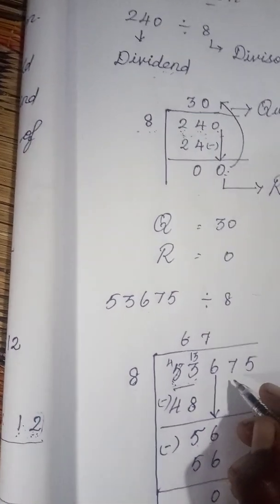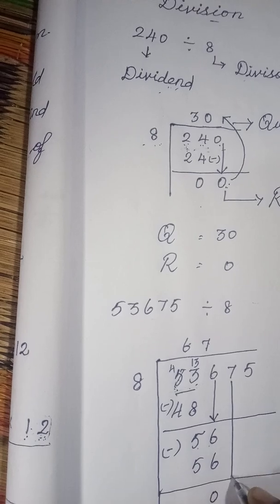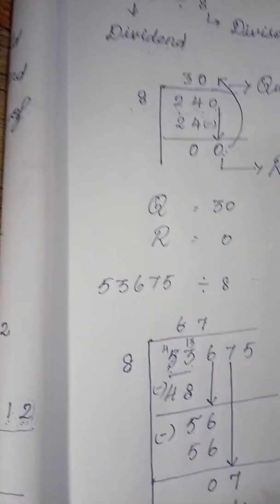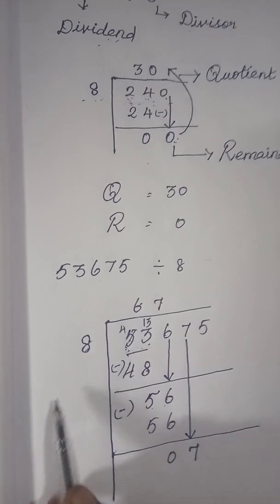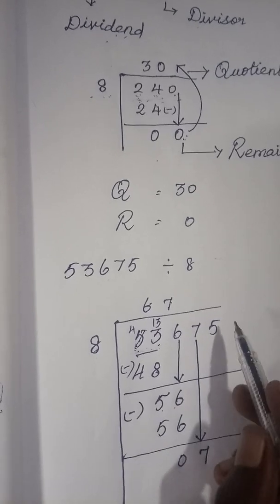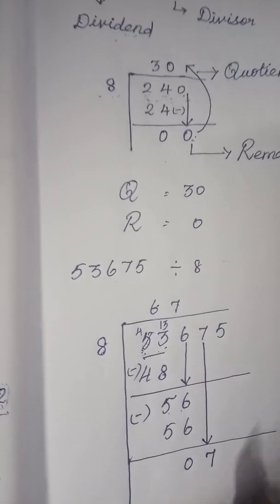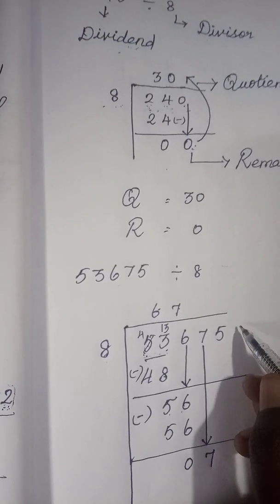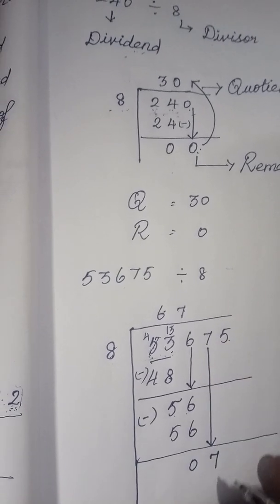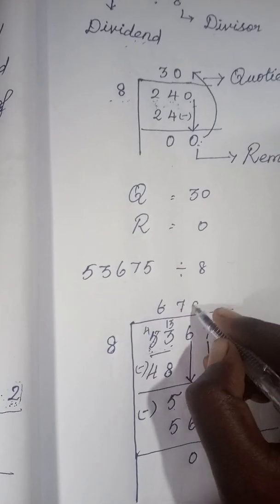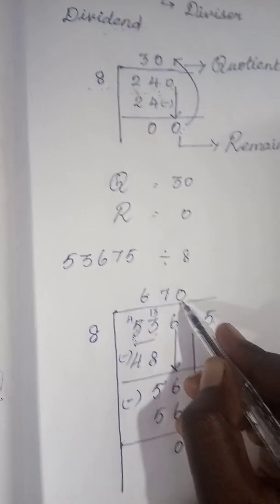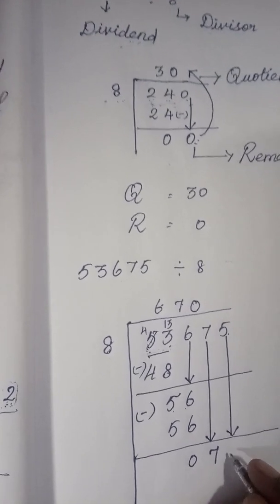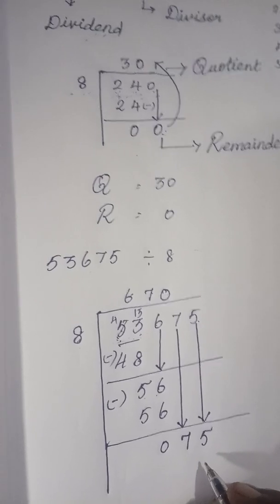Then we take the next number down. What's the next number? 7. So I'll write the 7 here. Is it possible for us to divide 7 by 8? No. So we want another number to come down. If we want to bring the number down without a new digit, we have to add 0 on the top. Now I'll add 0. So I take this number down and write 5. Now this number is 75.